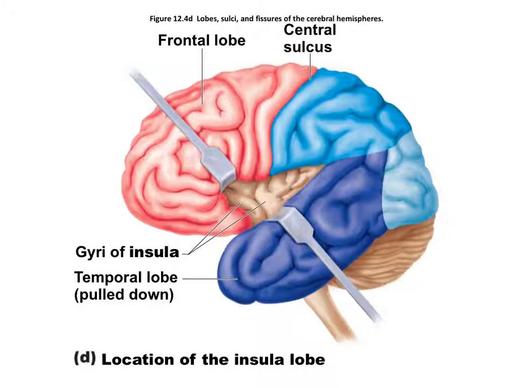Okay, here's another picture of the lobes. So frontal lobe, central sulcus, parietal lobe, occipital lobe is back there in the light blue, and this right here, this sideways one, is the temporal lobe. If I was to take the temporal lobe back, you have a deeper lobe called the insula. All right, the insula. It is deep to the temporal lobe.